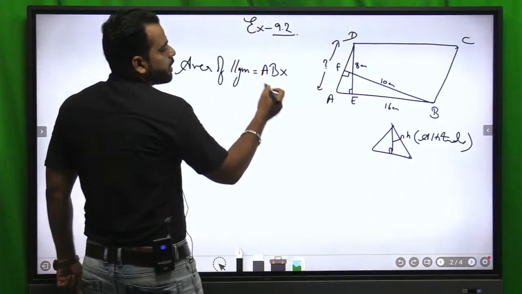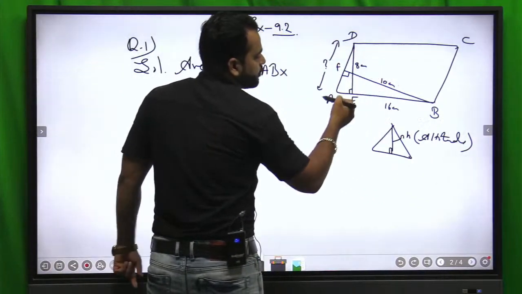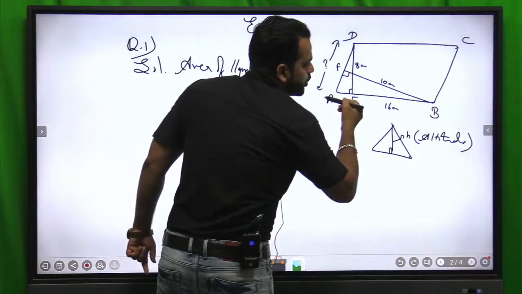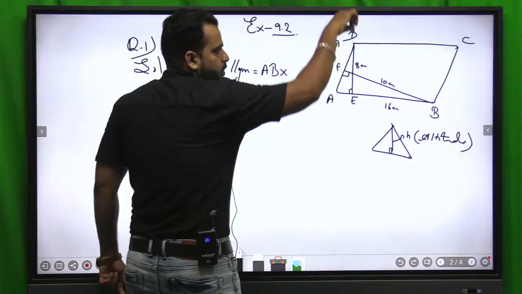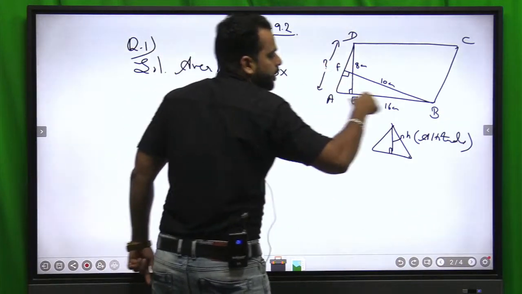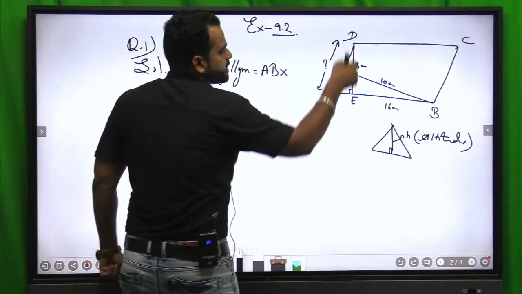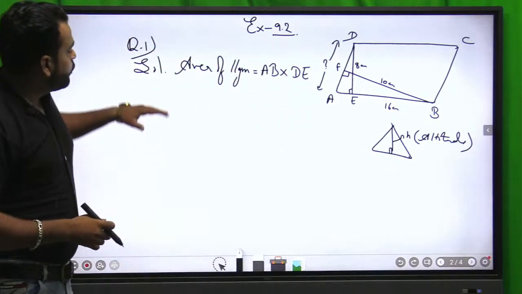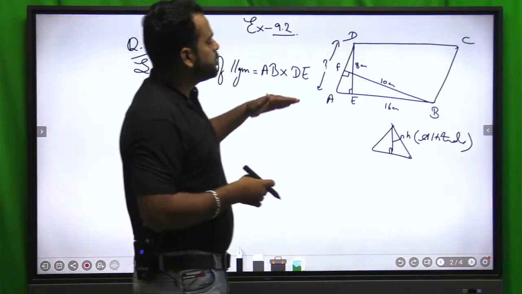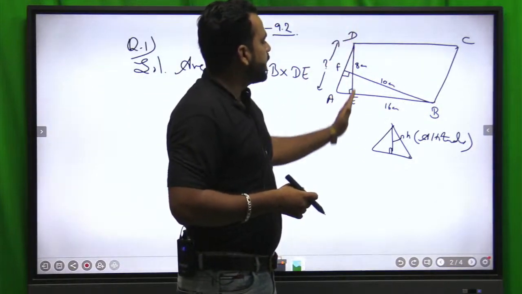Okay, so now in this parallelogram, the height which is perpendicular to base AB is DE. Okay, because that is the perpendicular on AB, so the height is only that. What is the name? DE. Okay, so therefore we get the formula that the area of the parallelogram is equal to base into height.